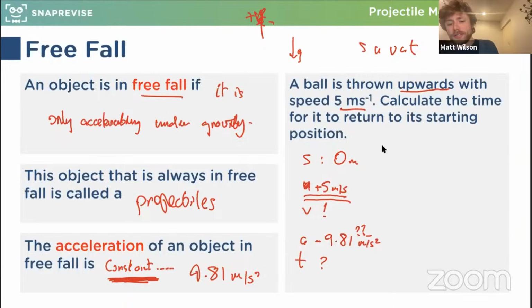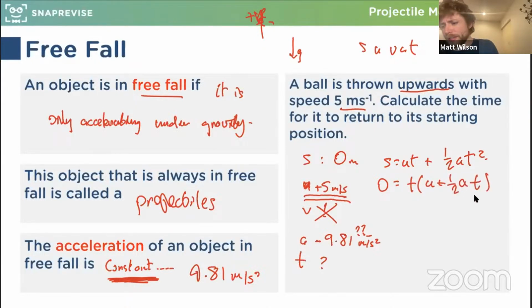Okay, good. So now we're ready to answer the question. And as I said, the classic equation to use for many of these problems is s equals ut plus a half at squared. Why? Because often we don't know the final velocity. That's usually the hardest thing to know, I guess. Okay, good. So we want to know the time, so let's rearrange for t. We've got 0 equals t times u plus 1 over 2 a times t.